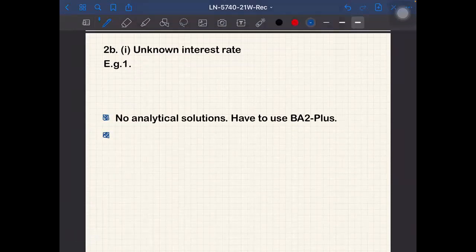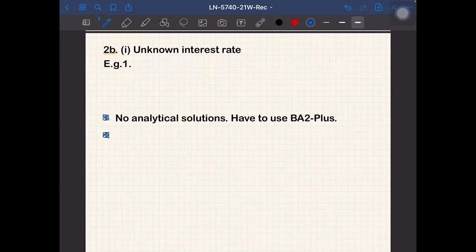Hi, so we move to section 2b. In the previous section we studied the time diagram, so that we identified the amount, but sometimes another quantity is unknown. One case is that the interest rate is unknown, and another case is that the time point is unknown. We will think about one example each for these two cases. So first, unknown interest rate.